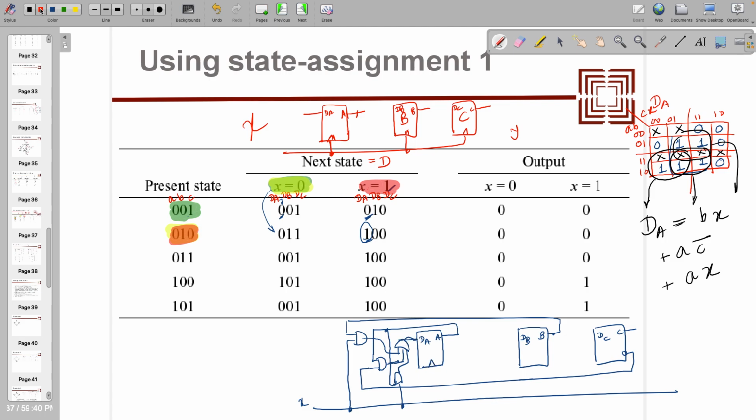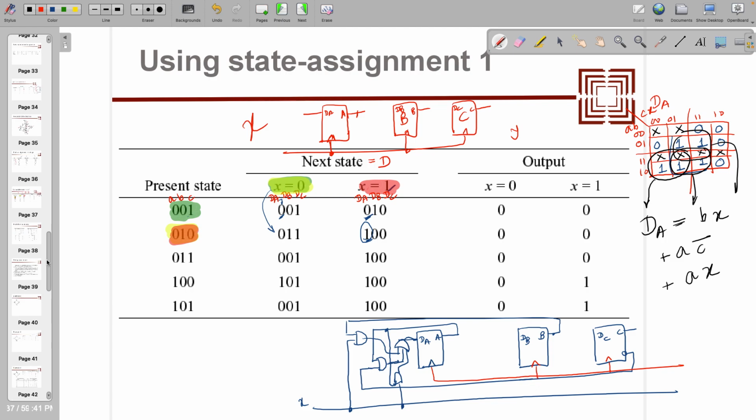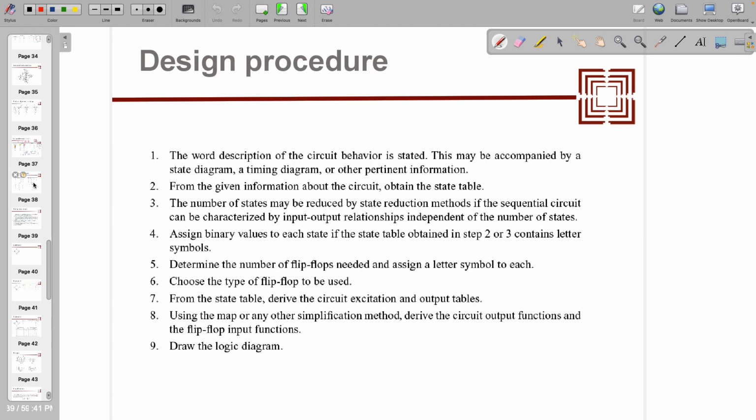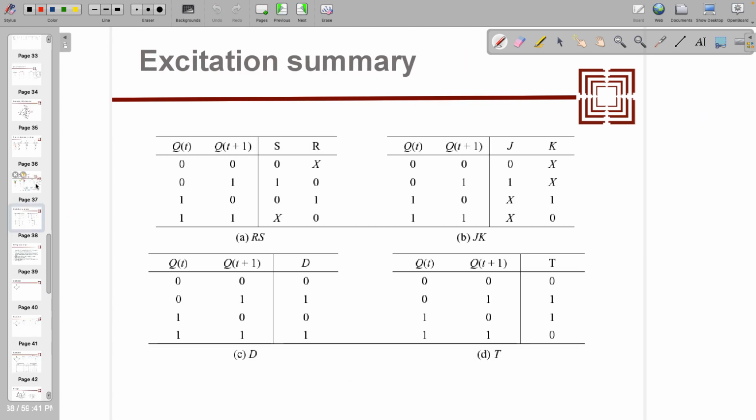While making this, make sure that you do not forget to keep the clock, right? In the same way you need to find out the values of DB and DC. When you run this circuit with the clock, you will see that it's following what you wanted. Okay, so that's how you can have it. I'm not going into the design procedure, it's same as what I said. You have to remember these tables.